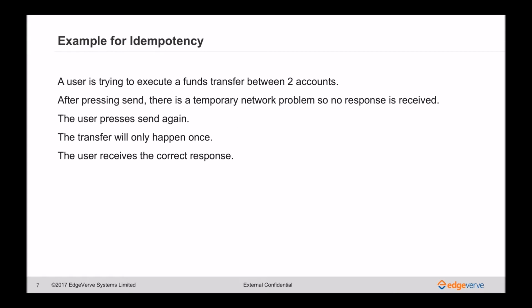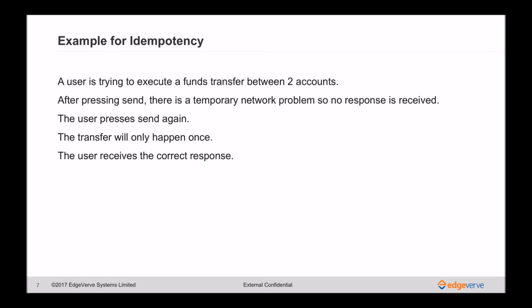So we'll give an example here, in a word example first, to explain this in a deeper way. So let's say you have an application where the user is trying to execute a funds transfer between two accounts. Sometimes, as occasionally happens, you're sitting at your browser, press the send button, and after pressing send, there could perhaps be some temporary network problem, and no response is received. There could be a number of reasons along the chain of why that occurs, but you press the button and you didn't see really any response come back.